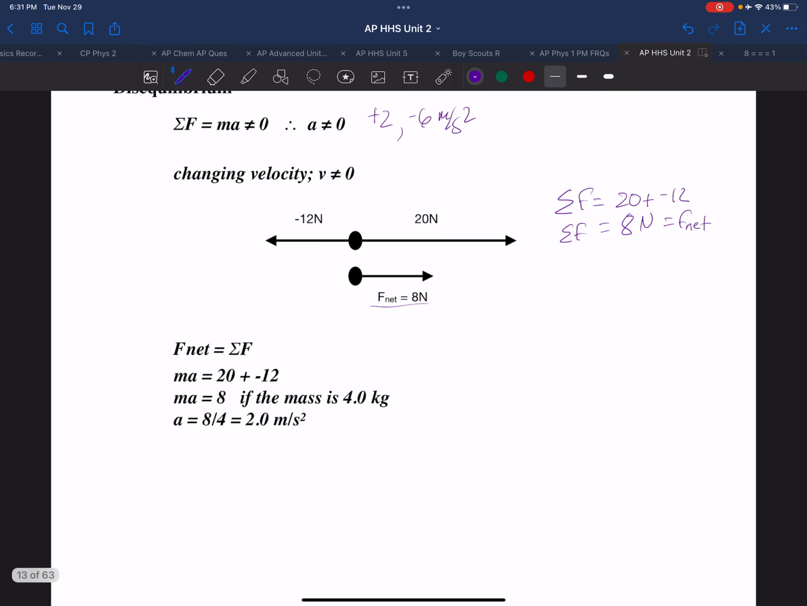Now let's suppose we do a calculation here, and this is the standard way, by the way, we use Newton's second law. We start out by saying F net is the sum of the forces. The net force is ma, and our forces are 20 and -12, and ma then is 8. The net force is 8. And so if the mass happens to be 4, then the acceleration is 8 divided by the m, or 2 meters per second squared.